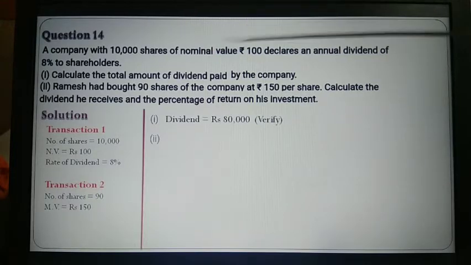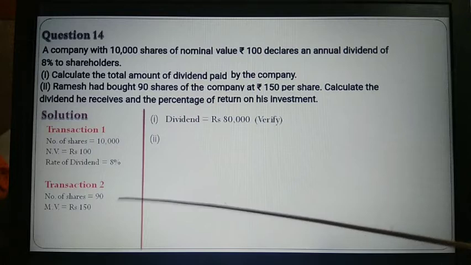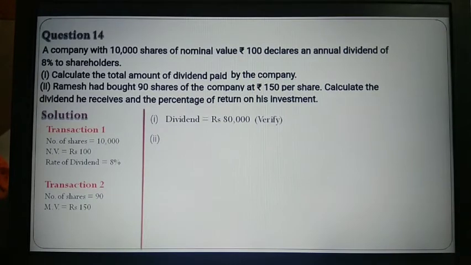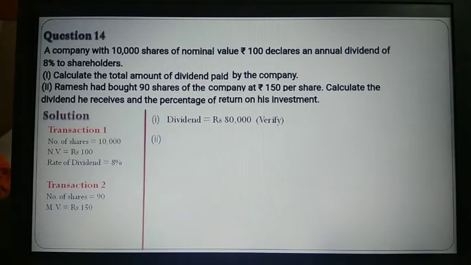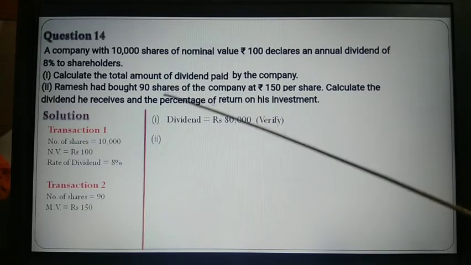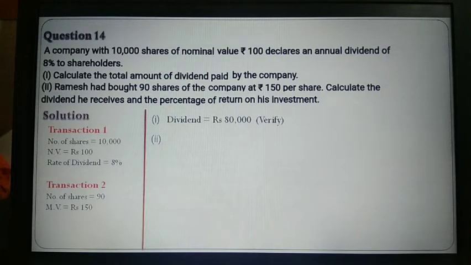Okay, in the second part, your number of shares is 90 and my market value is 150 in the second transaction. So what we need to do is calculate the dividend he receives. Dividend he receives means the annual income. So this can be calculated using the formula of annual income, which contains number of shares.